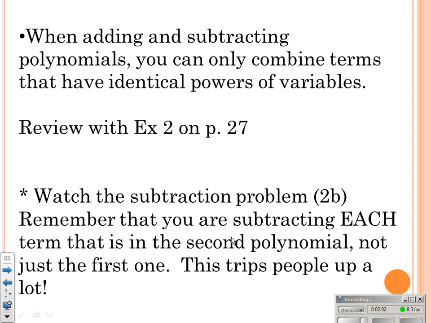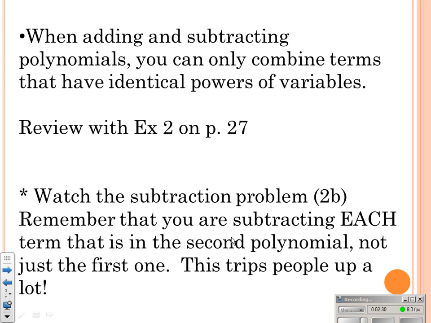The first one is an addition one, problem 2a. So you can see where there's some x to the third power terms that were combined, some x squared terms that went together. Notice that the first polynomial did not have a plain x term, so the negative x in the second one did not have anything to combine with, so it's still just there by itself. And then there were two constants as well, so the negative 3 and the 8 went together and made the 5.